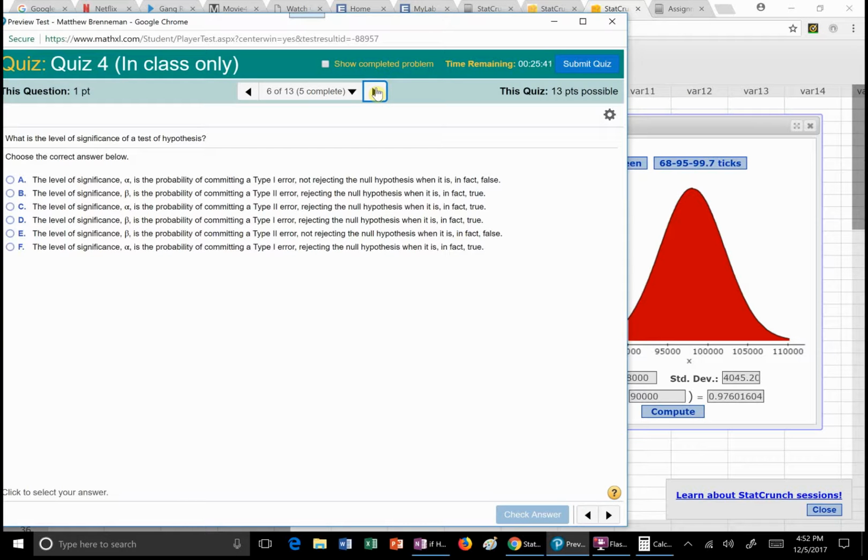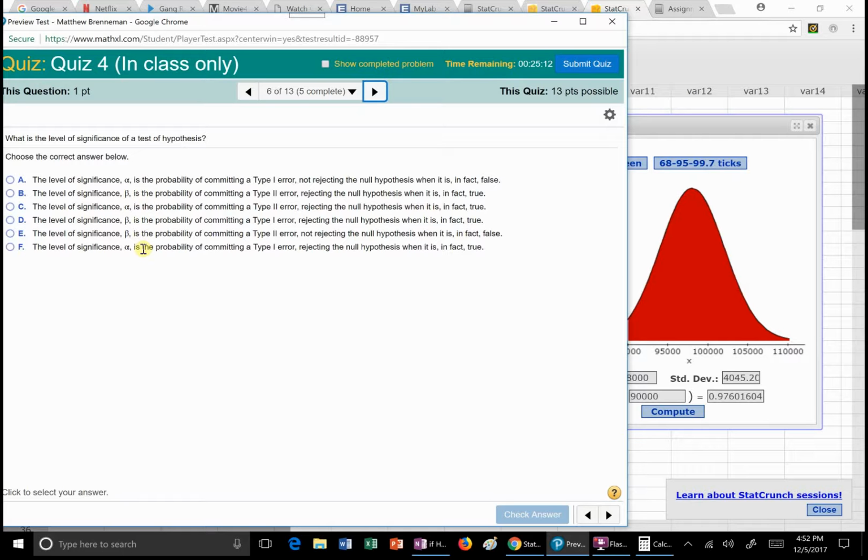What is the level of significance of a test of hypothesis? Okay. So alpha is the probability of committing a type 1 error. All right. Remember what it is. It's the probability of a false alarm, saying that something is true when it's not. That's a type 1 error. So we can automatically only look at the alphas here because level of significance is alpha.